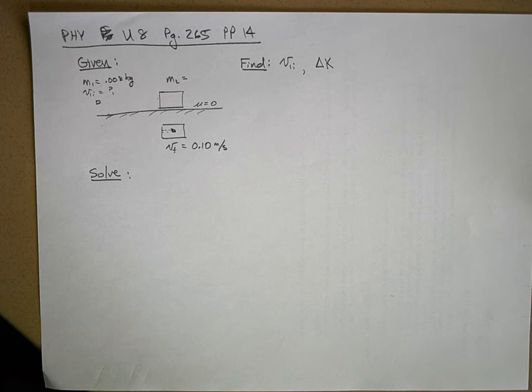It says, an 8-gram bullet is fired horizontally into a 9-kilogram block of wood on an air table and is embedded in it. After the collision, the block and bullet slide along the frictionless surface together with a speed of 10 centimeters per second. What was the initial speed of the bullet?